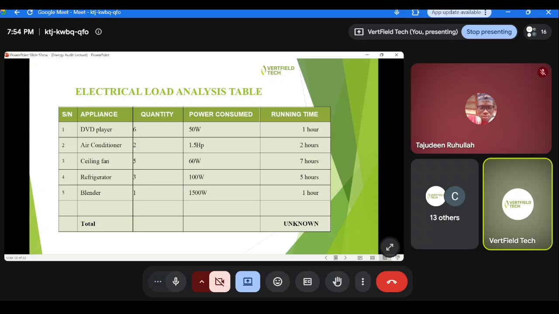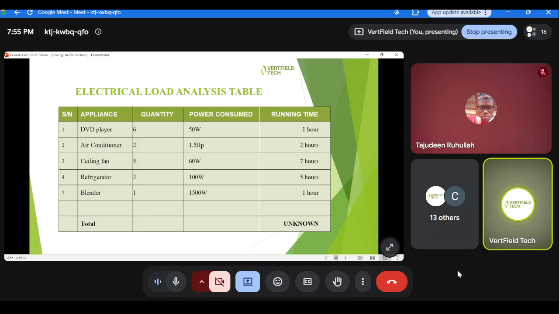There is a formula which we usually use to get the energy consumption, which in turn becomes the energy need of the facility. But before we give out the formula, let us take the information of the various appliances, as you can see on my screen. For the DVD player, the quantity is 6. The power consumed is 50 watts. The running time is 1 hour.